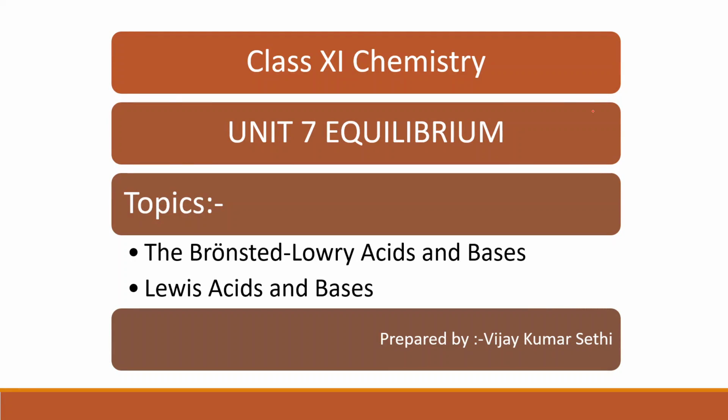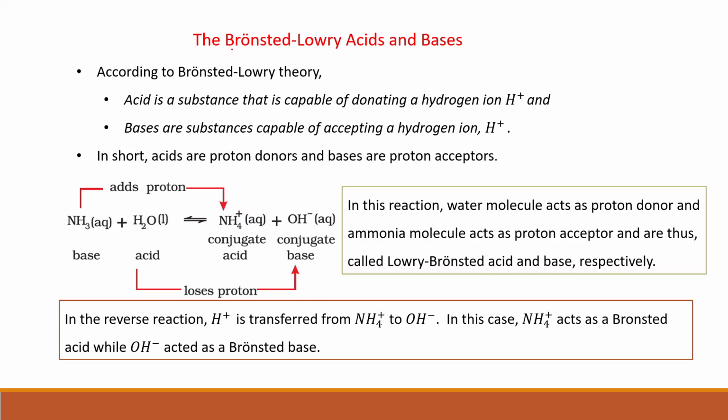We were discussing unit 7 equilibrium, and in this video we will discuss Brönsted-Lowry acids and bases and Lewis acids and bases. First, Brönsted-Lowry acids and bases. According to Brönsted-Lowry theory, an acid is a substance capable of donating a hydrogen ion H plus, and bases are substances capable of accepting a hydrogen ion. In short, acids are proton donors and bases are proton acceptors.